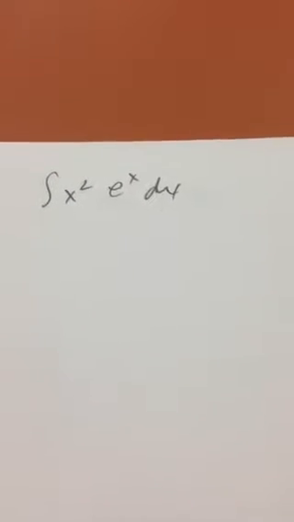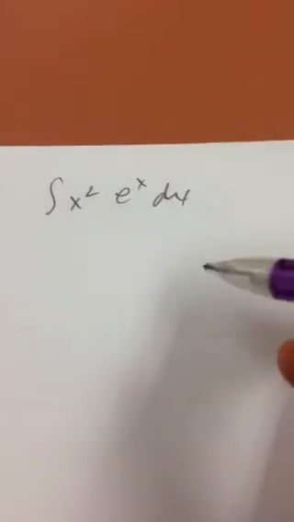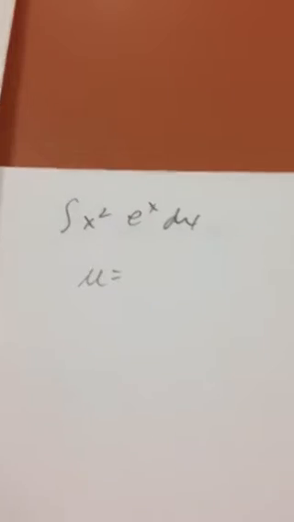Okay, this is part 2 of integration by parts. The second problem I'm going to do for you is the integral of x squared e to the x dx. Again, I'm going to use the mnemonic, natural log, inverse trig, polynomial, exponential, and trig. And I have polynomial first of that order.